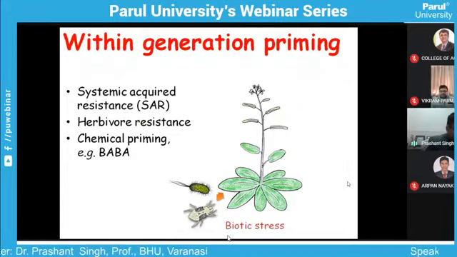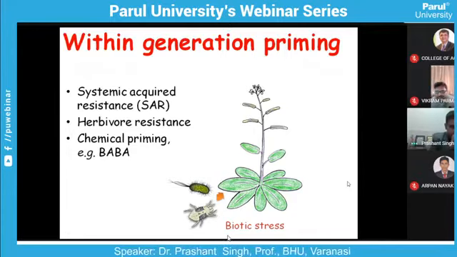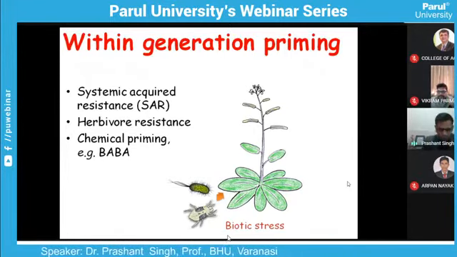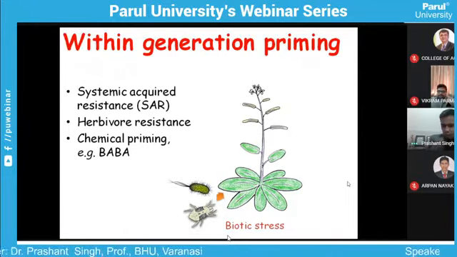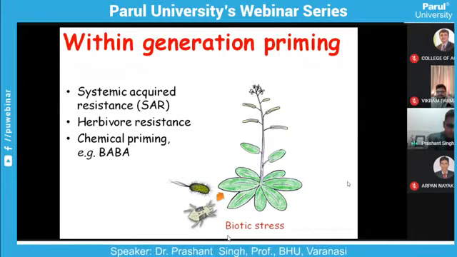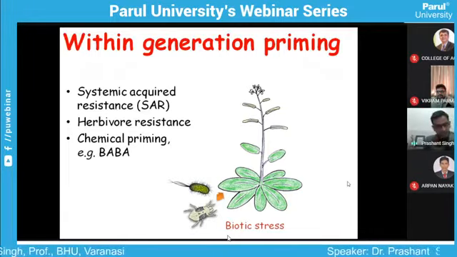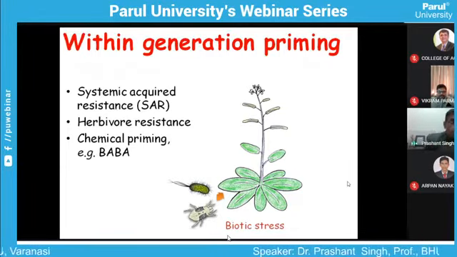We call that within-generation priming. It means the same plant could be primed, and as I told you before, it could be part of SAR. The priming could be done with biotic, abiotic, or herbivore stimuli. We can use some sort of chemical component. One of the components is a very pronounced, well-defined priming agent, that is beta-aminobutyric acid, BABA. A lot of work has been published on this. The first question was whether we could establish the priming in the plant or not. So this was answered. The second question was how durable is the priming? We answered that yes, the priming can last within the generation. So this is a stable, long-lasting phenomenon.